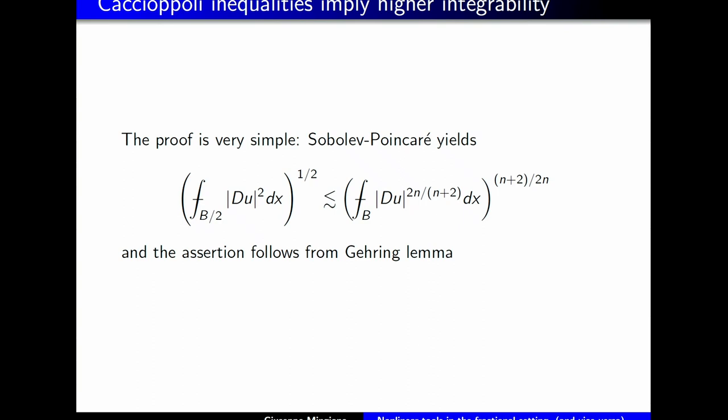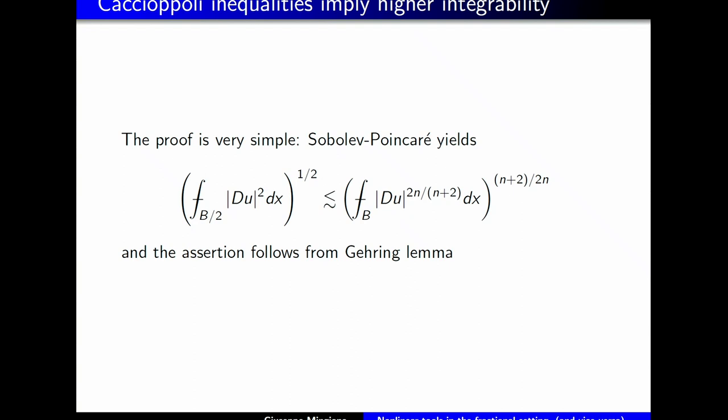So it's a very simple fact. So you get an elliptic equation. You get a Caccioppoli type inequality, so you can control Du by u, but u can be controlled by a lower power of the gradient, and then you self-improve, concluding by Gehring's lemma. Okay, so this is the improvement.